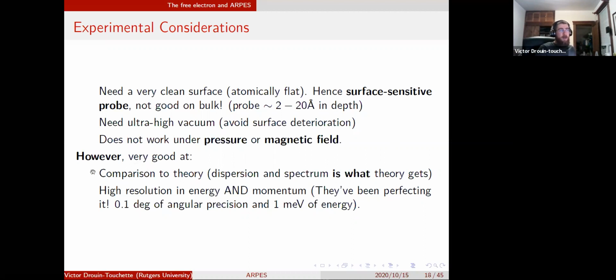But what it's really good at is comparison to theory, like I showed, and it has extremely high resolution now in energy and momentum. So you get a lot of data points that are extremely precise, which is really stunning data.